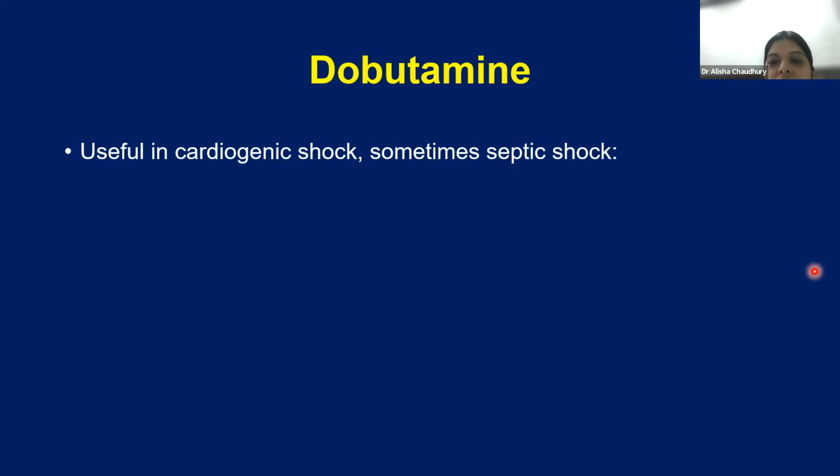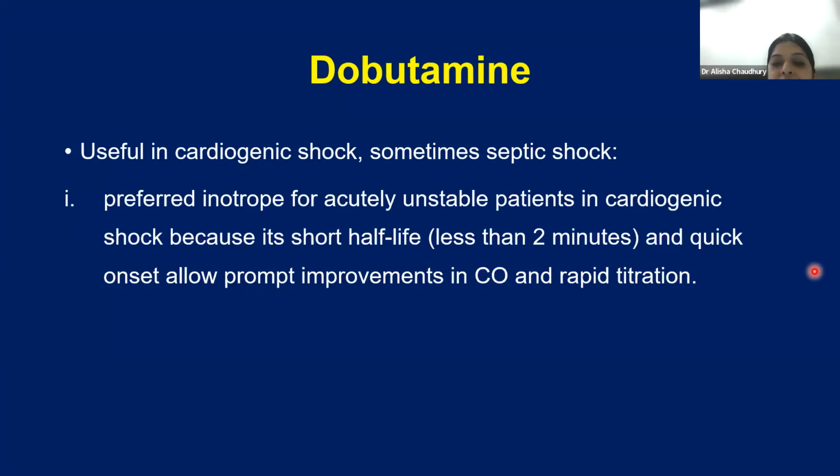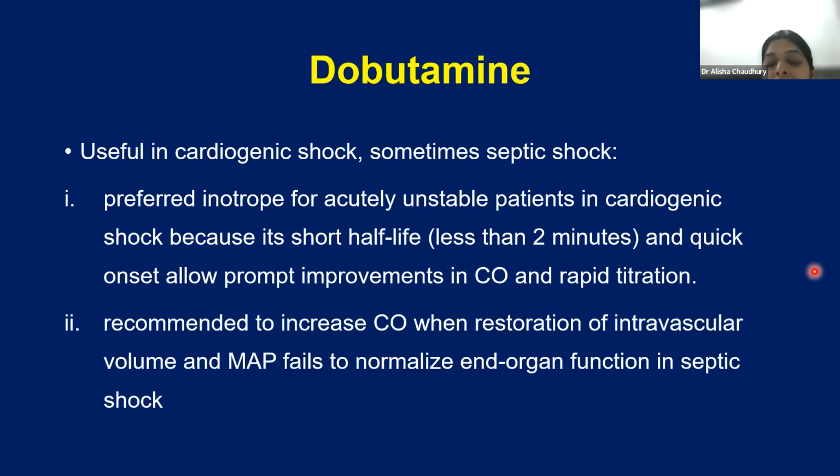It's useful in cardiogenic shock and sometimes in septic shock, especially if you feel that it's an acutely unstable patient in cardiogenic shock, because of its short half-life and you just want some improvement in cardiac output. So in those cases, you can add this. And it will work better if the intravascular volume is already normal. If the patient is volume depleted, then this may not help. At that time, you have to think of adding this drug with the noradrenaline. Only if you have a good volume status and even then your end organ functions are not improving, then you can add dobutamine with the noradrenaline.